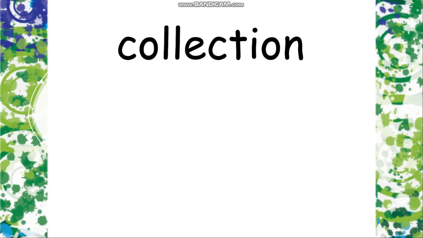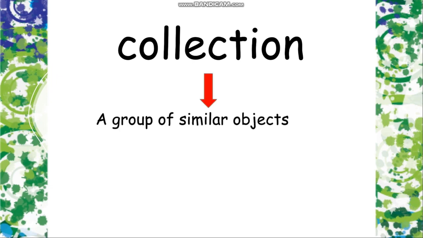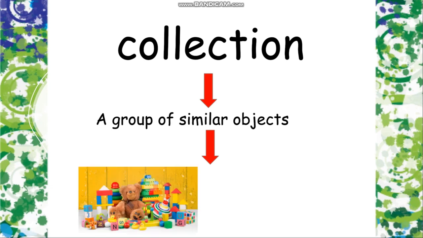C-O-L-L-E-C-T-I-O-N. Collection. Now what does collection mean? A group of similar objects. ऐसे object जो आपको same लगते हो. For example, मम्मा जो है, when you are playing with your toys, आप क्या करते हो? You throw your toys here and there. आप पूरे घर में फैला देते हो. So what does your mother say? Beta, collect your toys. That means when you are collecting your toys and keeping them at one place, आपने toys को collect किया और उसको एक जगह पे रखा. So we call it a collection of toys.